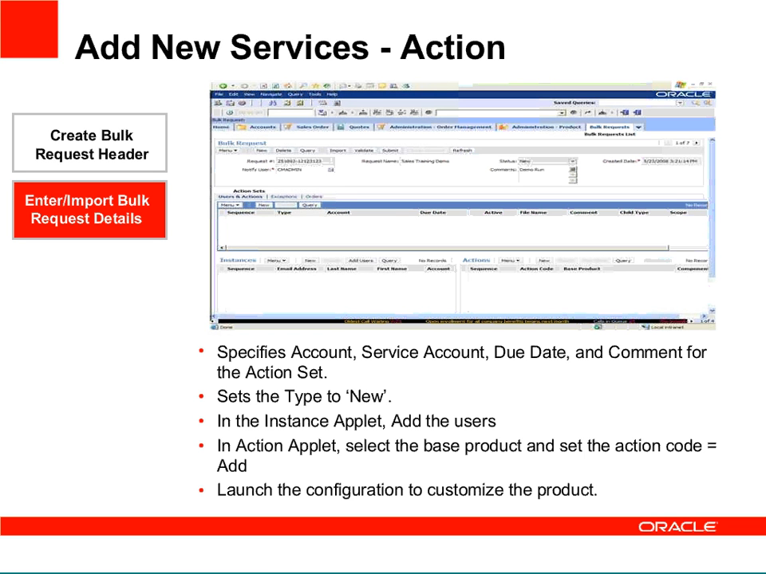In the action applet, select the customizable product in the base product field and click on the Customize button to launch the configurator and customize the product. Once done, validate and submit the request. Check for any exceptions, resolve it, and resubmit the process as required.